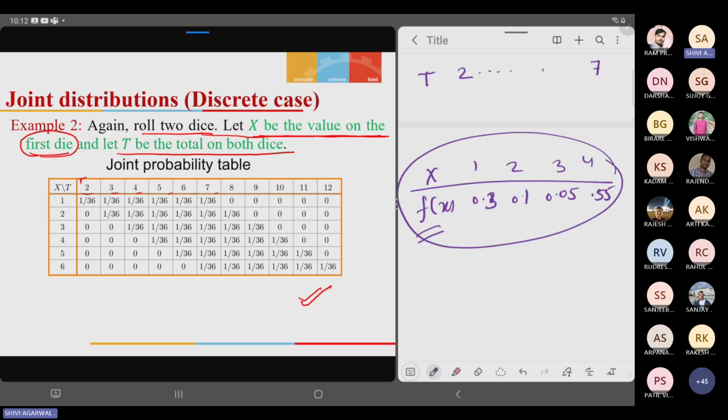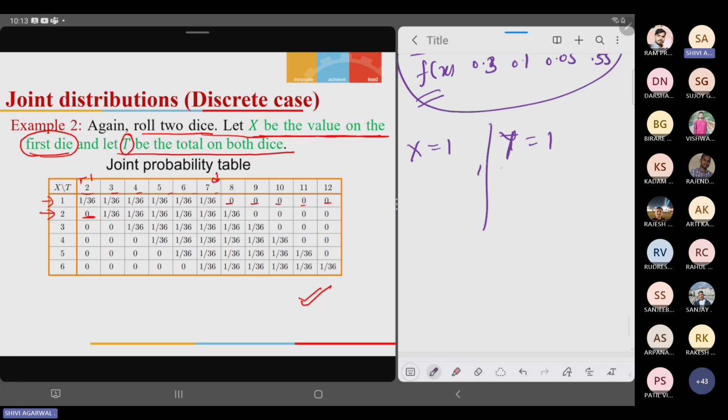Okay, so now we can say, what are the possible values of capital T? When x is equal to 1, t will be 2 up to 7. After that it is 0, 0, 0, 0. Okay, when x is equal to 2, at that time 2 is not possible. Mr. Sanjeev, what we are doing here? We are saying x is already equal to 1. So the total of the dice depends on the second die. What is the second one? It may be 1.